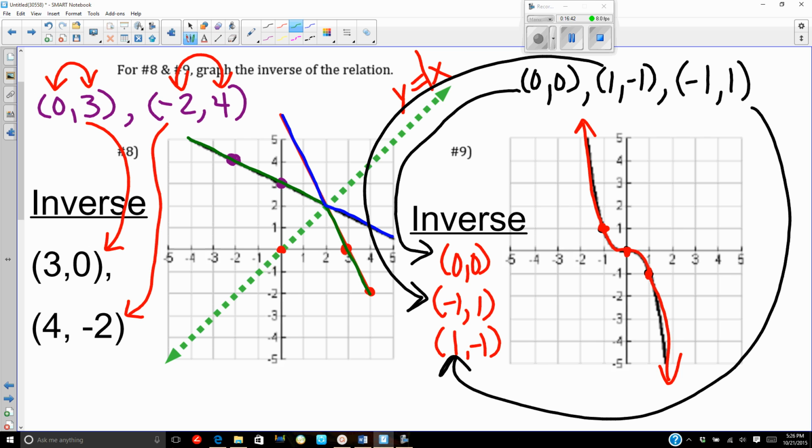And basically the reason that it's its own inverse is if we fold that red line across the diagonal line y equals x, it just folds onto itself. So this is a rare occurrence where a function is its own inverse. So there's not really a whole lot to do to that problem other than list those points that we have listed. That's it.